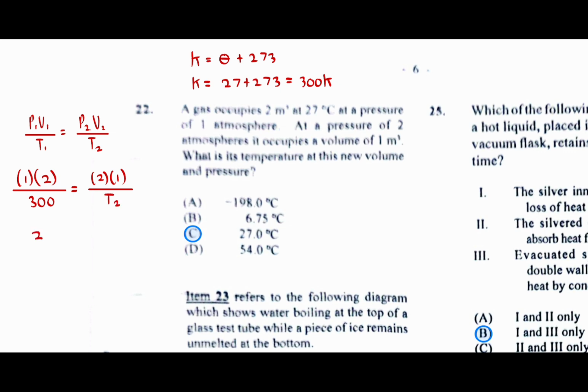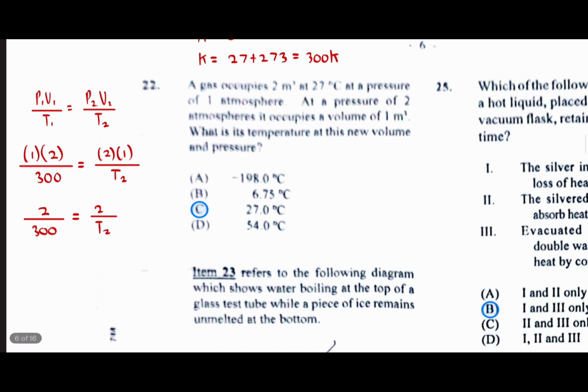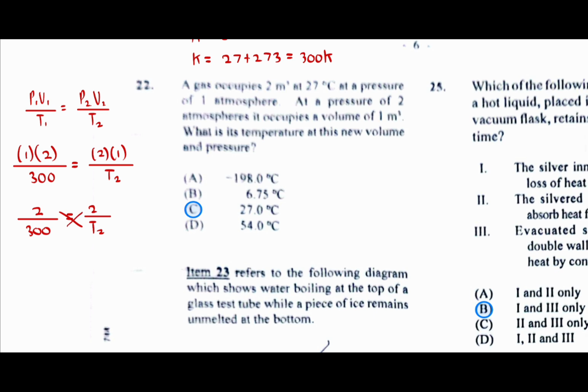So 1 by 2 is 2, all over 300, is equal to 2 all over T2. So I'm going to cross multiply. If I cross multiply, I'm going to get 2 by T2 is equal to 2 by 300, which is 600. And so to find T2, I would divide both sides by 2. And so T2 is going to be equal to 300 Kelvin, the same temperature at which we started off.